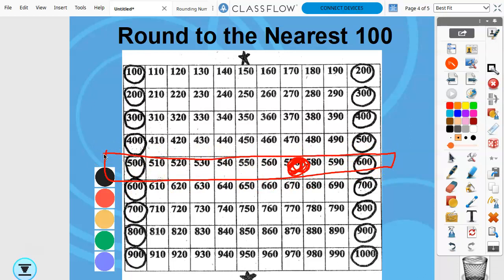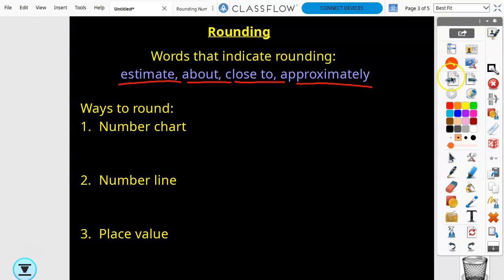When you round to the nearest 100, your answer choices are 0, 100, 200, 300, 400, and so forth, all the way to 1,000. So this number, 574, is closer to 600 than it is to 500. So we say we will round that number to 600. So let's record it.